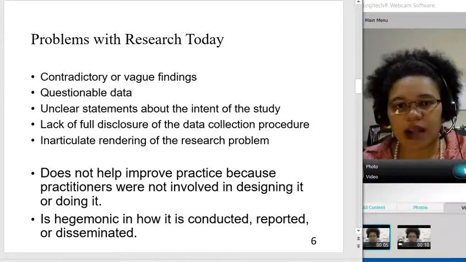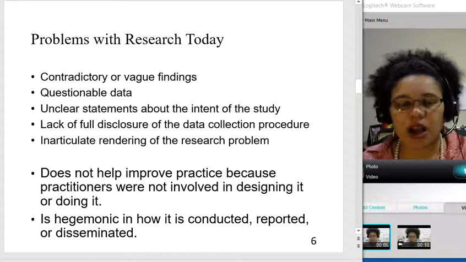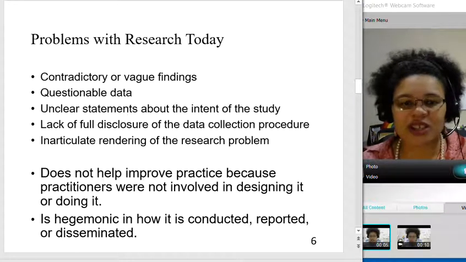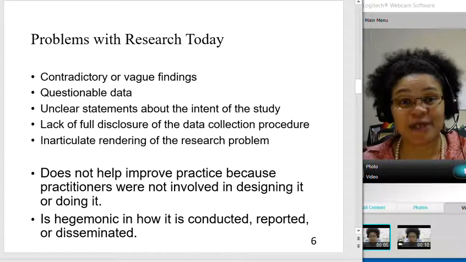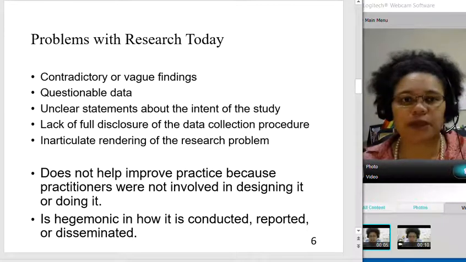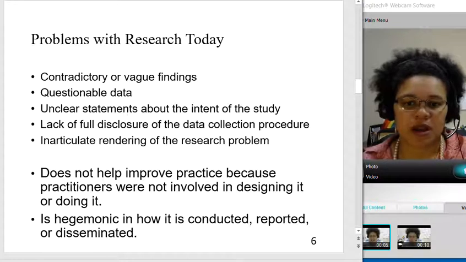One big problem of a lot of educational research is that the research itself does not help improve practice because practitioners were not involved in designing it or doing it. The people designing it or doing it were people like me, professors in universities, some of whom may be far removed from the classroom.